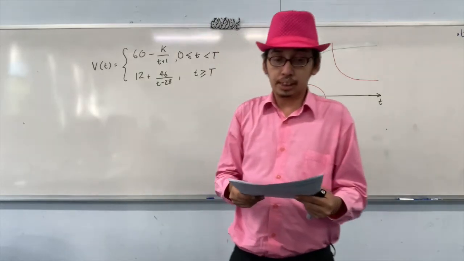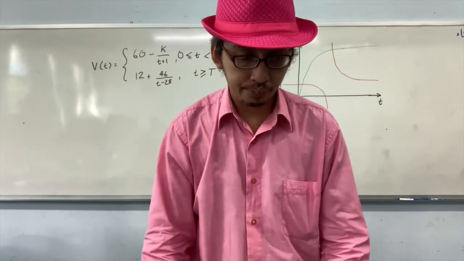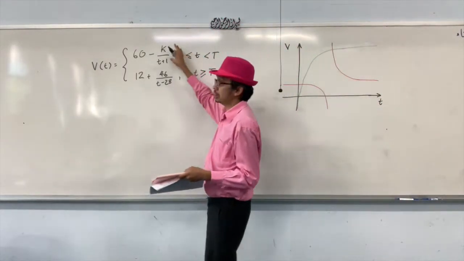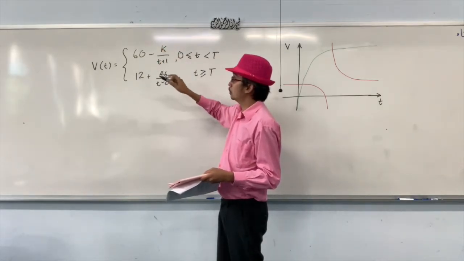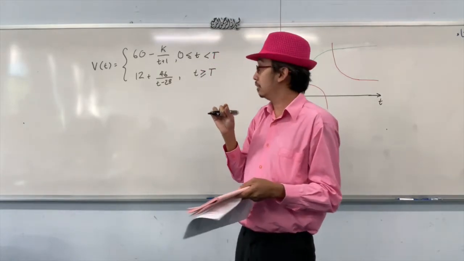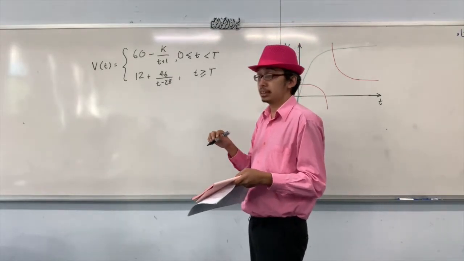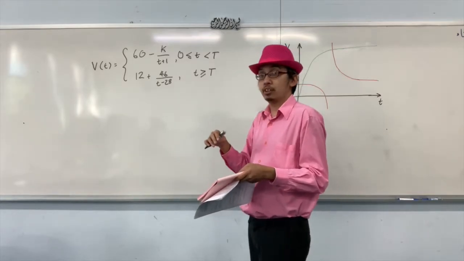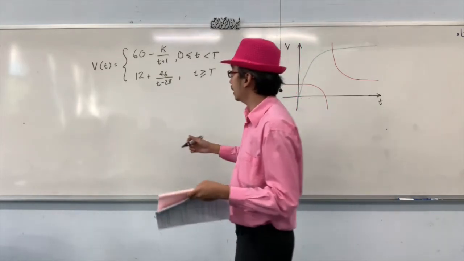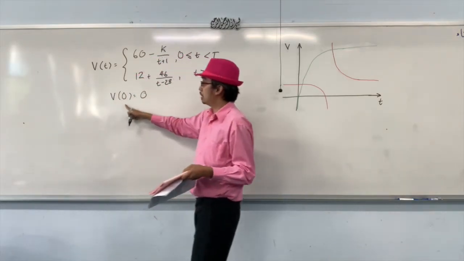The first question is: show that k is equal to 60. To start off, k only belongs to the first function. What we know when the skydiver wants to jump is the initial velocity. When time is equal to 0, before he even starts diving, his or her velocity should be 0 as well, because you haven't even started moving yet. So v0 is supposed to be 0.